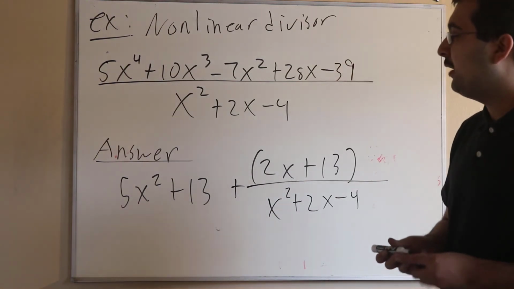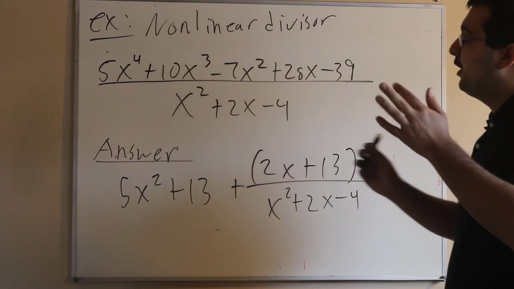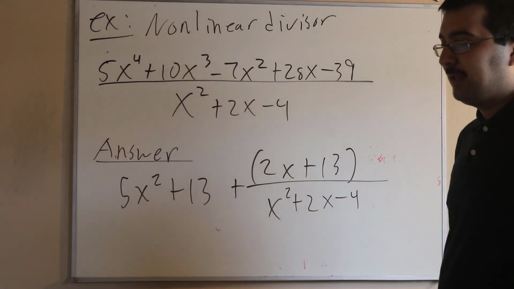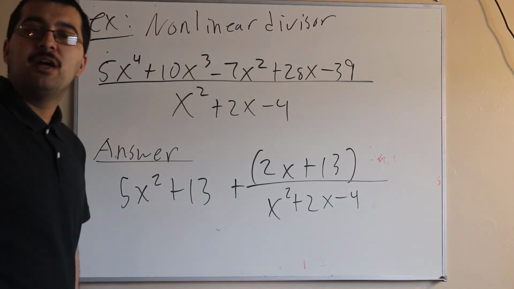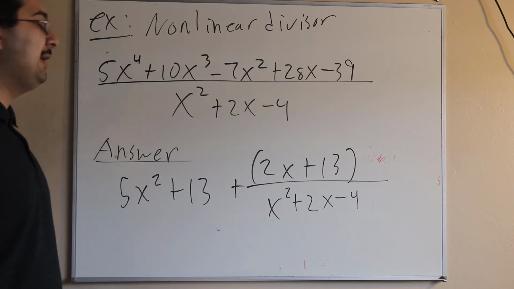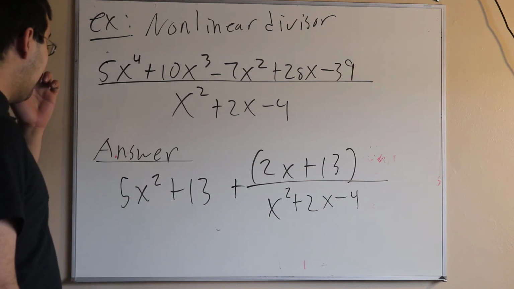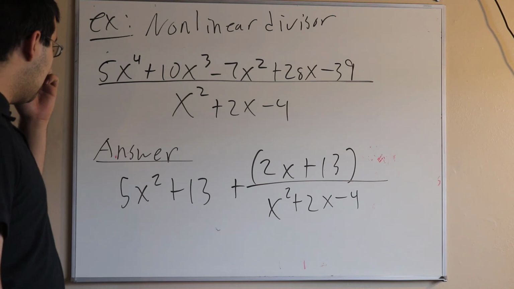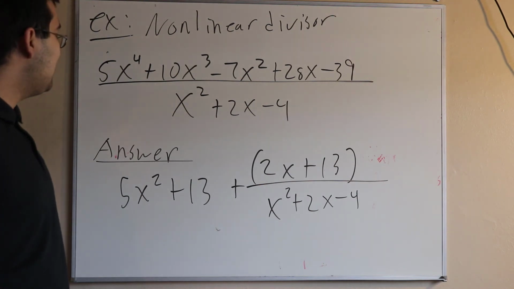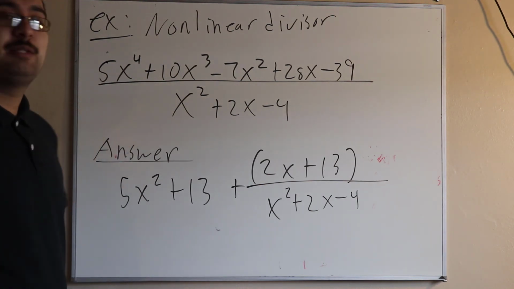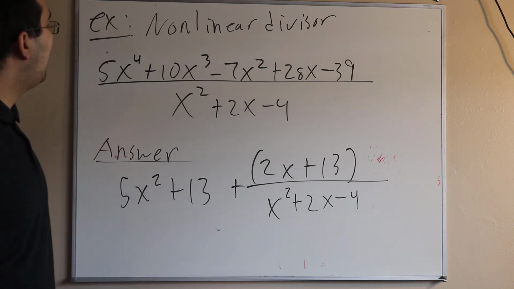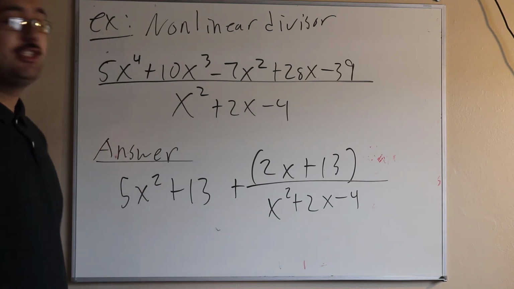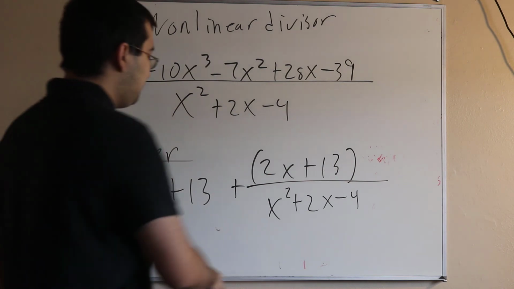So let's go ahead and compare. Hopefully we got the same thing. If we didn't, don't be sure that you're wrong and I'm right. Double check your work. It could be the other way around. And if you feel so, make sure you email me. But just to reiterate, I got a quotient of 5x squared plus 13, and I have a remainder of 2x plus 13. So there it is. There's that example. Let's go ahead and move on to the next.